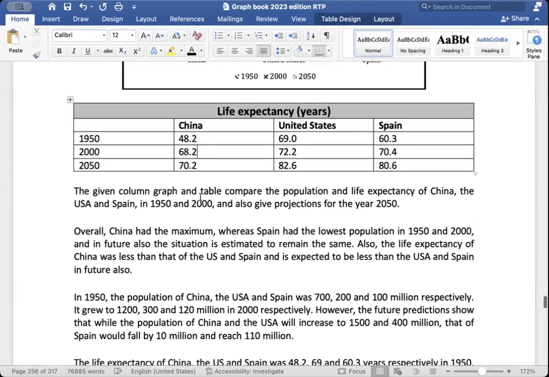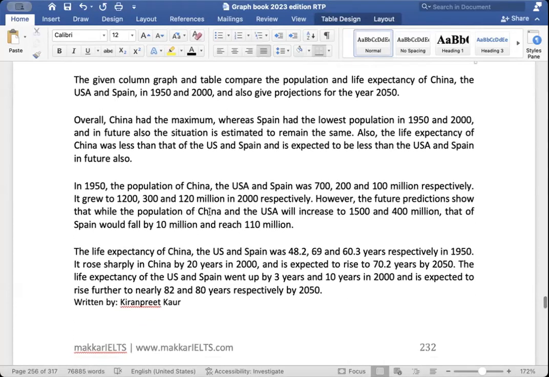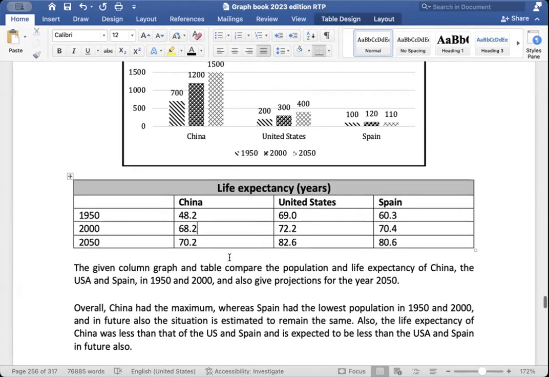And if I had to write "to" in place of "by", then what figure would I put here? If I had to write "it rose sharply in China to", to how many in 2000? To 68.2, right? It rose sharply to 68.2 by 2000. Is that clear? Yes, ma'am. Prepositions "to" and "by" are very important to learn. You have to use them correctly. At places you can use "to", at places you can use "by".